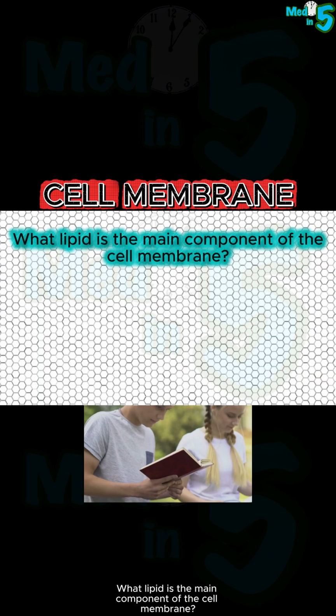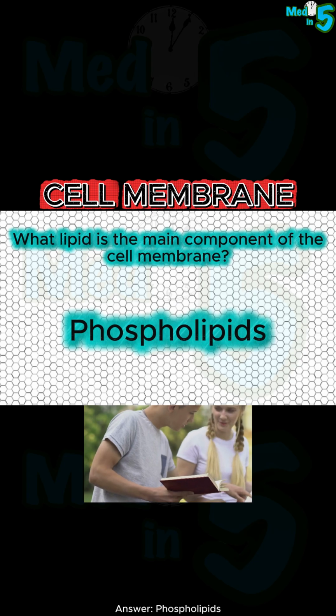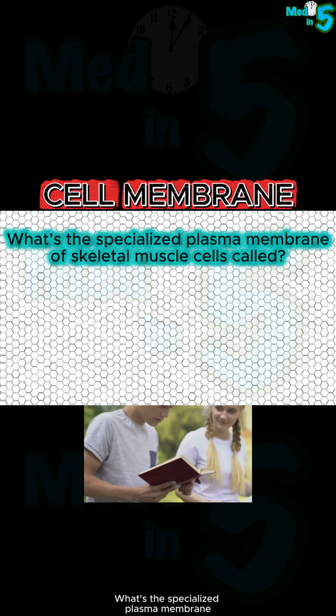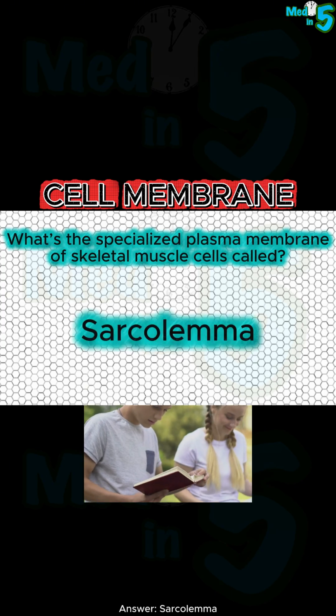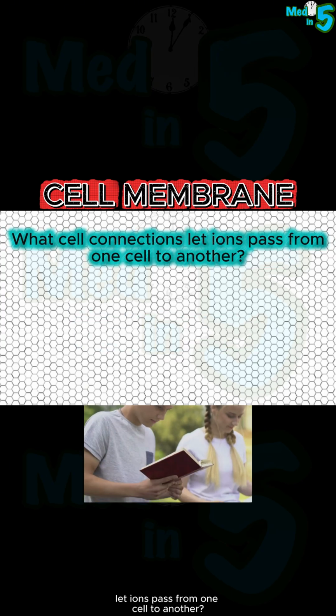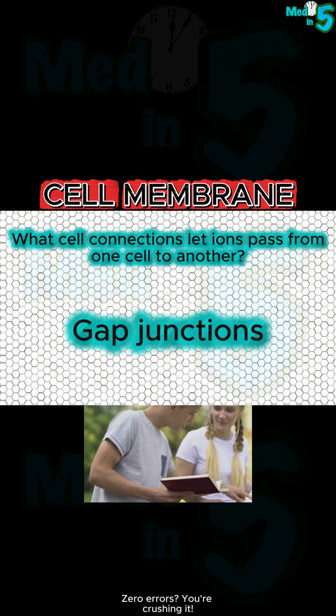Let's review. What lipid is the main component of the cell membrane? Answer: phospholipids. What's the specialized plasma membrane of skeletal muscle cells called? Answer: sarcolemma. What cell connections let ions pass from one cell to another? Answer: gap junctions. 0 errors.